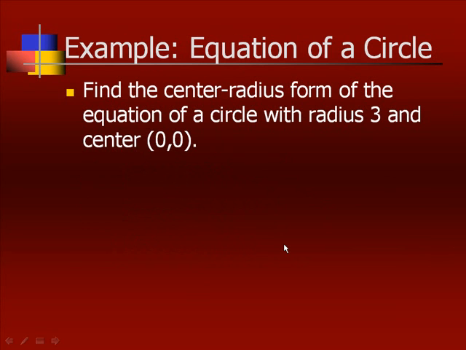Let's do it again. Find the center-radius form of the equation of a circle with radius of 3 and center (0, 0). Well, because this center is at (0, 0), then we can just use the shortcut form, x squared plus y squared equals r squared. So we'd get x squared plus y squared equals 3 squared, or x squared plus y squared is equal to 9.